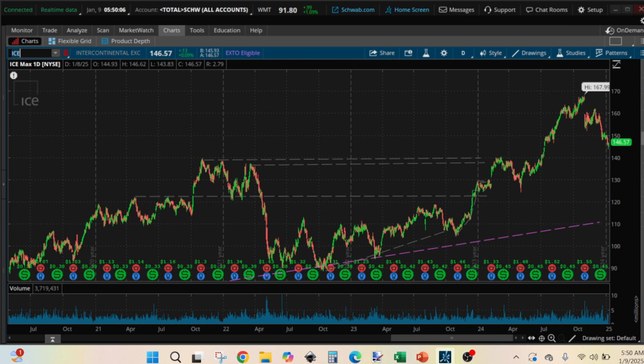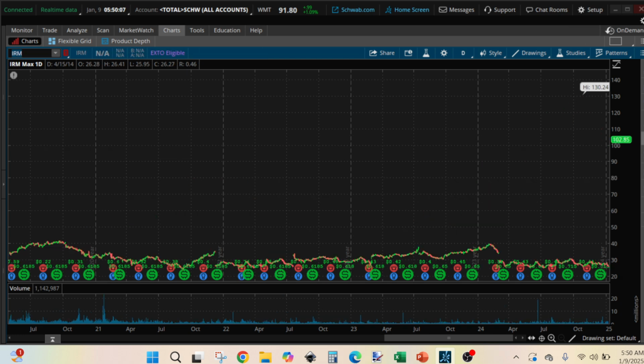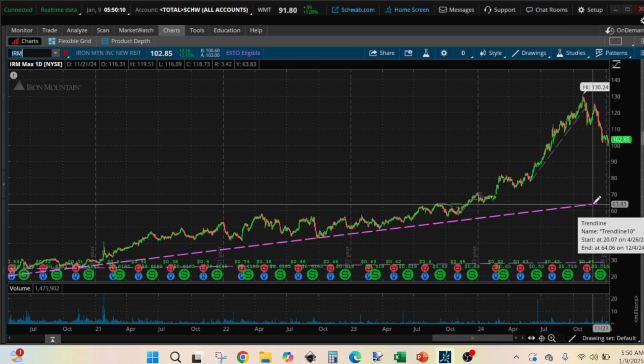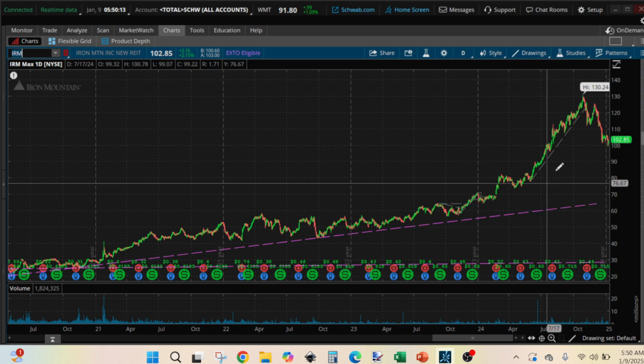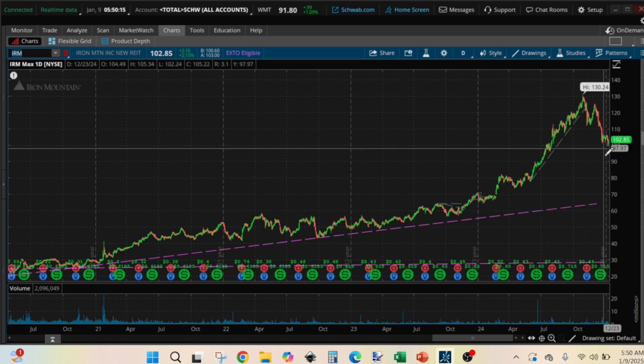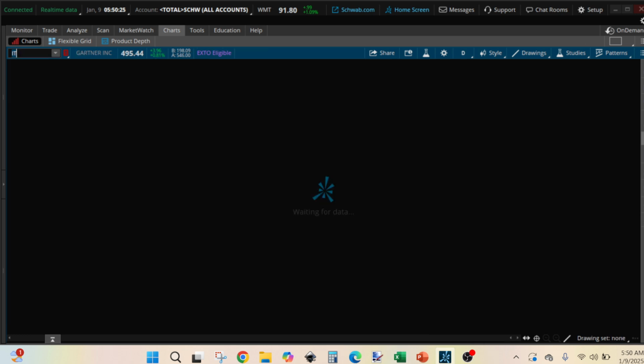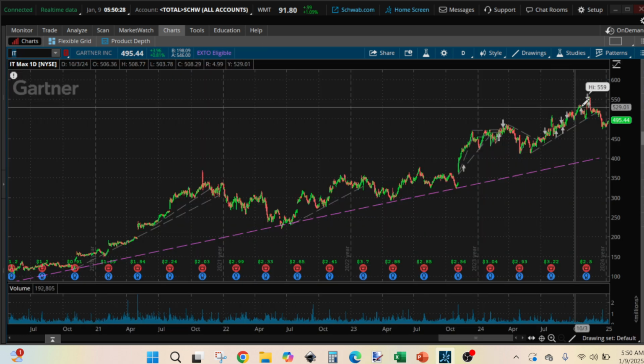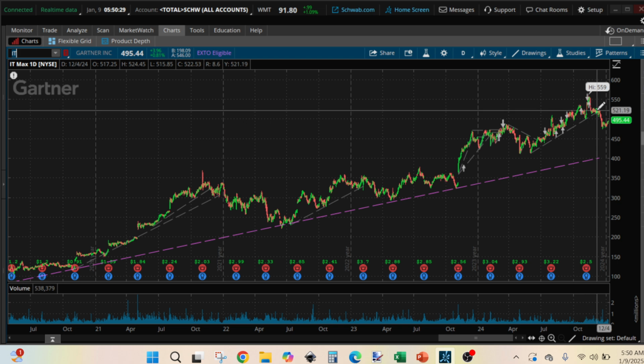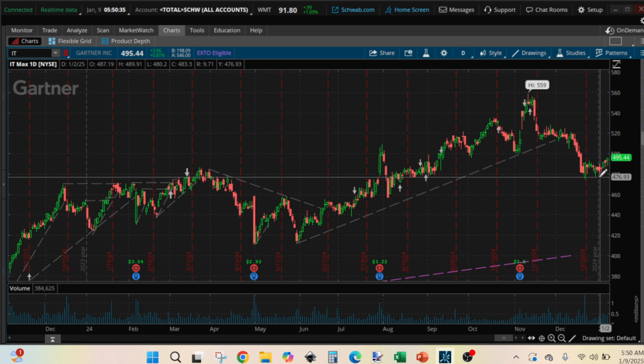J. That line is our entry point, but right now it is up there. JPM. That is our trend line entry point, but right now it is following this trend line. R. This is our trend line entry point, this trend line.